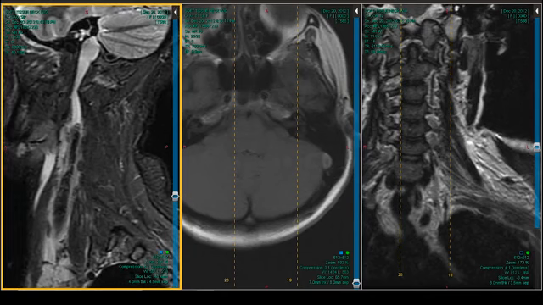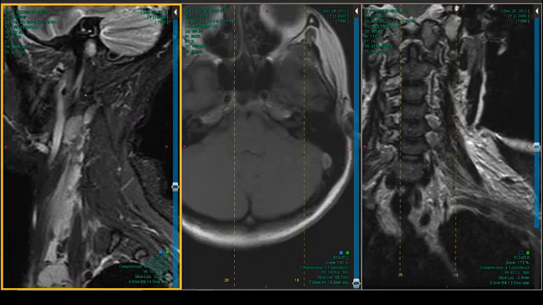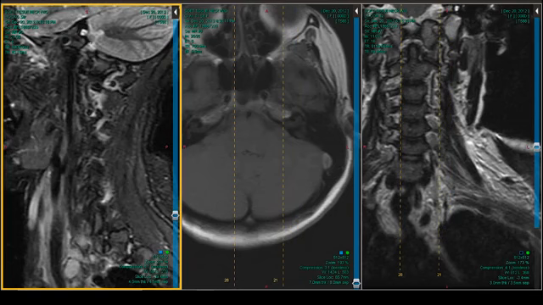I apologize. Look at how smooth and white that is. There's absolutely no pulsation associated with it. You can kind of follow it into the brain, too.